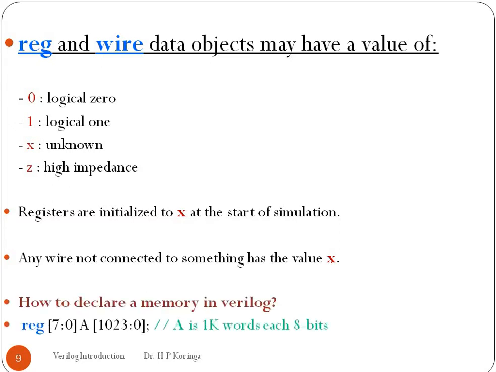How to declare memory in Verilog? If you want to declare a 1 kilobyte memory, then it can be declared as reg, then the width of the memory. Here the width is 1 byte, and 1 byte is represented as 8 bits. So in a square bracket it is 7:0, which represents the width of the memory, right? And then the name of that register, A, and this is the size of the memory, how many such words it has. So it is 1023 to 0, so it has 1024 such words, so a 1 kilobyte memory can be declared.